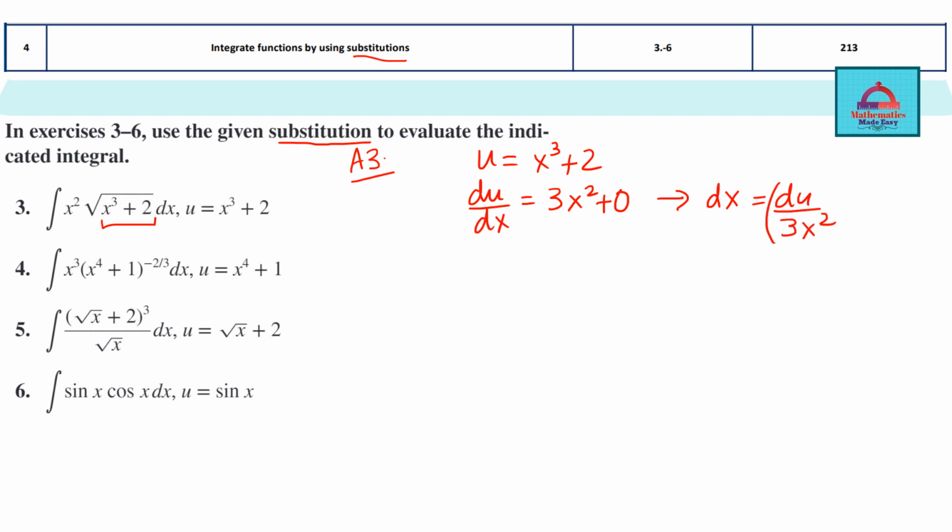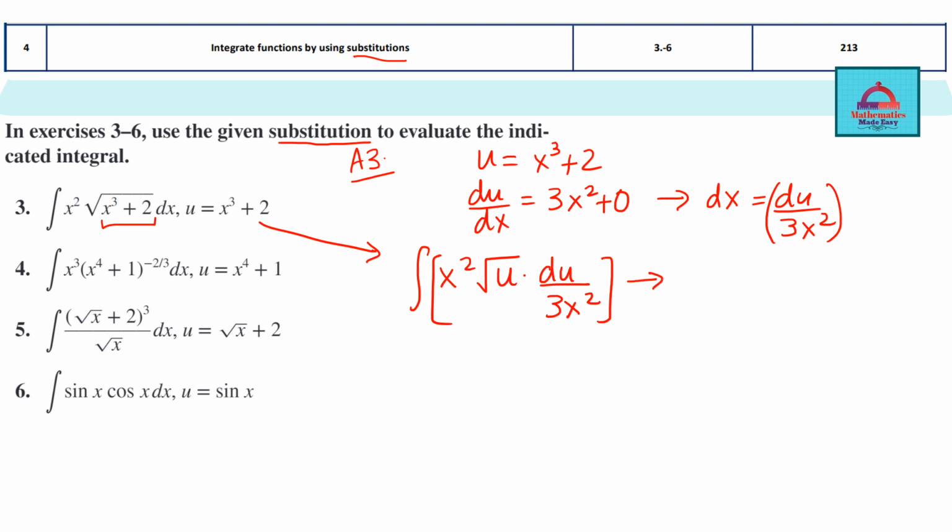So this is now what I'm going to substitute back here. So this integral, which was given originally, changes to x square, square root of u, and in place of dx, I put du over 3x square. So this is the new integrand, and your dx has already changed to du now. So we have used integration by substitution by replacing the variable x, which was there originally, with the variable u.